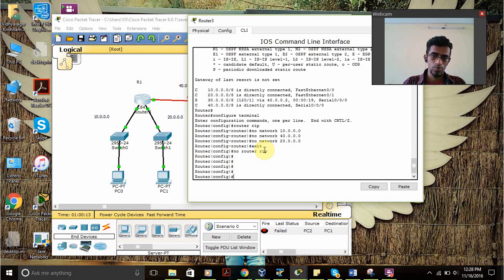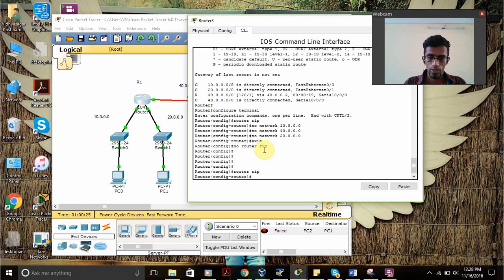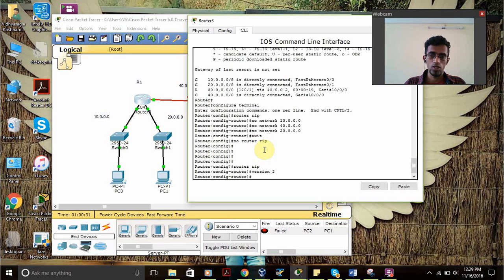For that we have to enable and enter conf t, and now we are in the configuration terminal. Now let's get into the router terminal. So for that, router and the name of the protocol, RIP. And now we need to enter the version, specifically version 2. And now we have to broadcast the known networks because that's what RIP does.